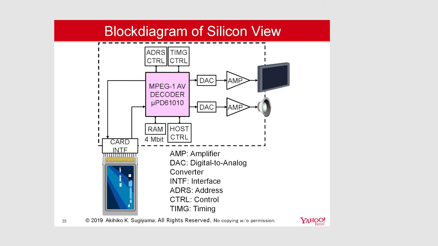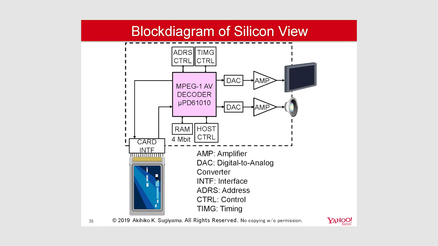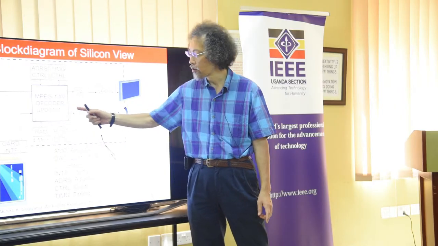Now it's time to look at the block diagram of Silicon View. Again, we developed a dedicated decoder chip for audio plus video. This is a new chip. Without this chip, it was not possible to implement such a small prototype. It was made possible by this dedicated chip called the MUPD61010.